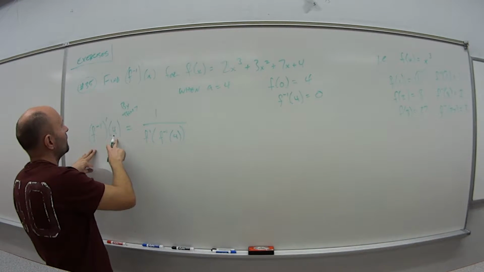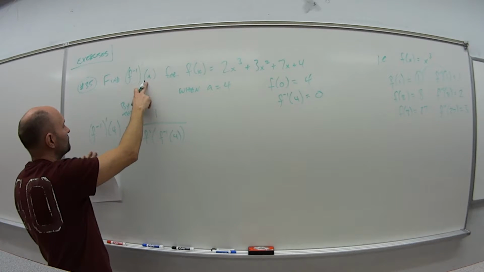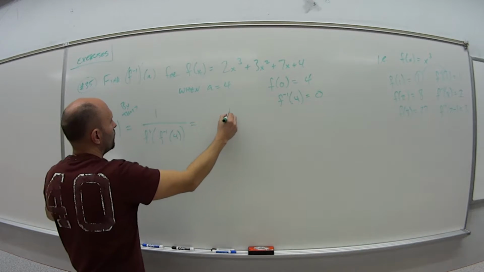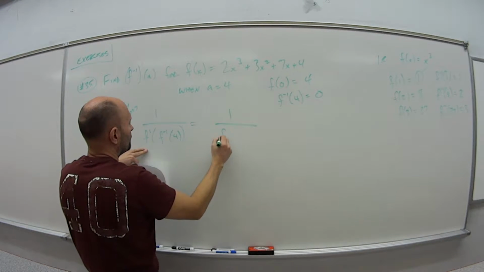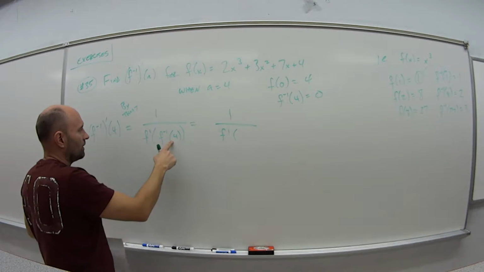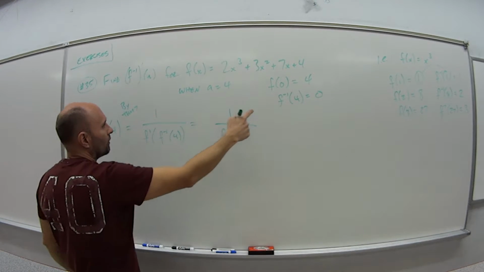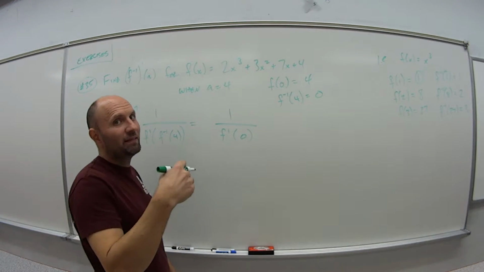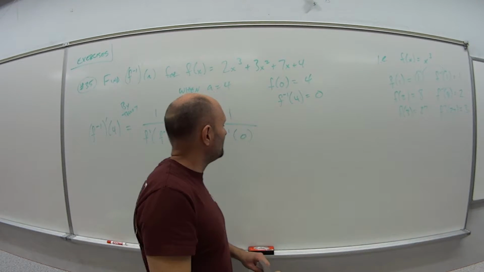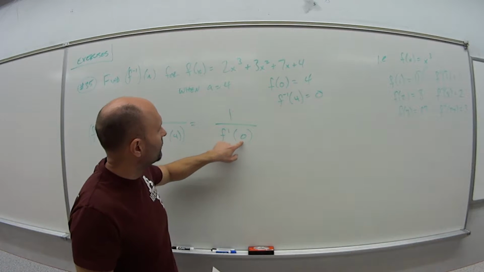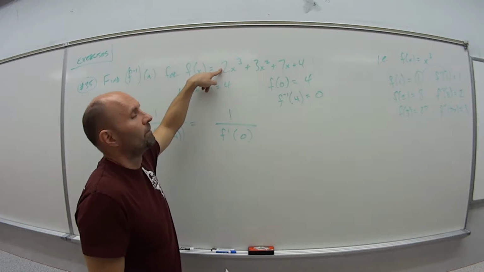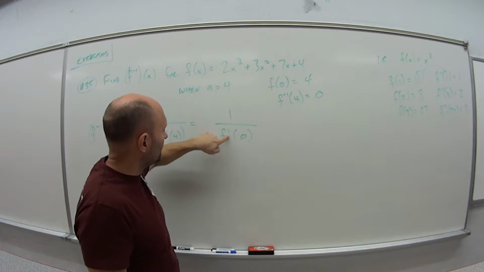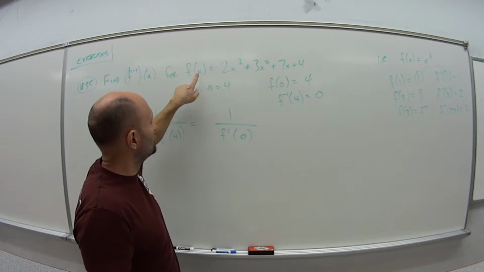So f inverse prime of 4, when a is 4, this guy, is equal to 1 over f prime of what? Of f inverse of 4. And we just figured out f inverse of 4 is 0. Now that doesn't mean the denominator is 0. It means we have to plug 0 into the derivative of our f function.